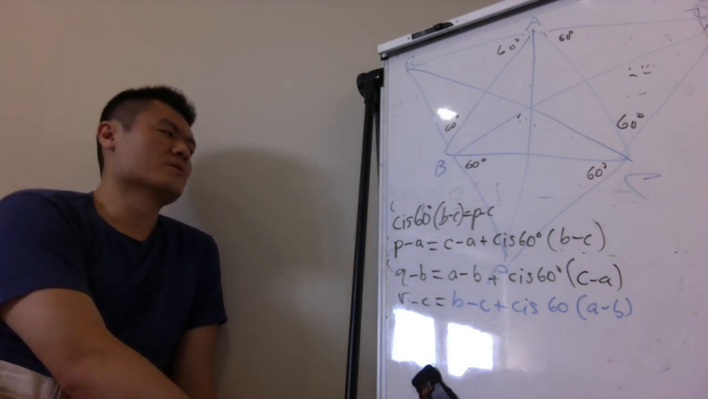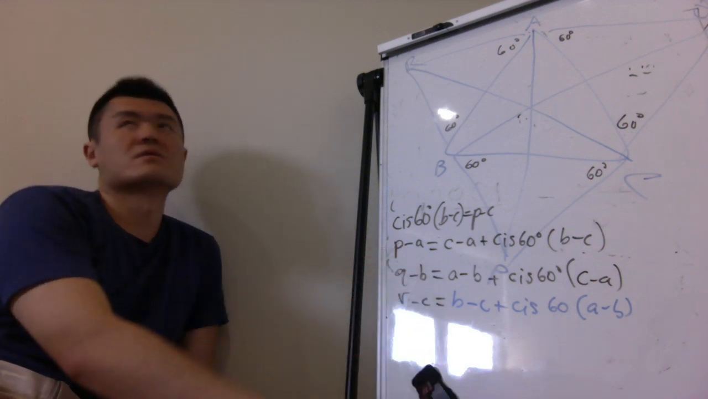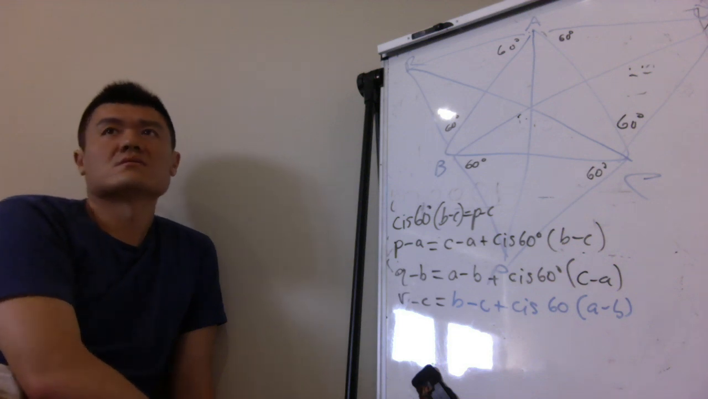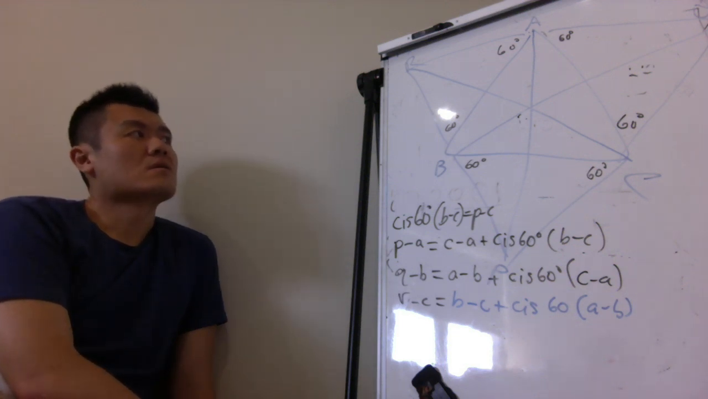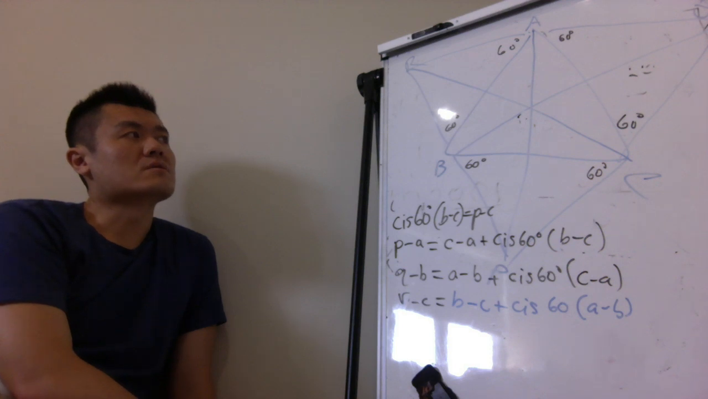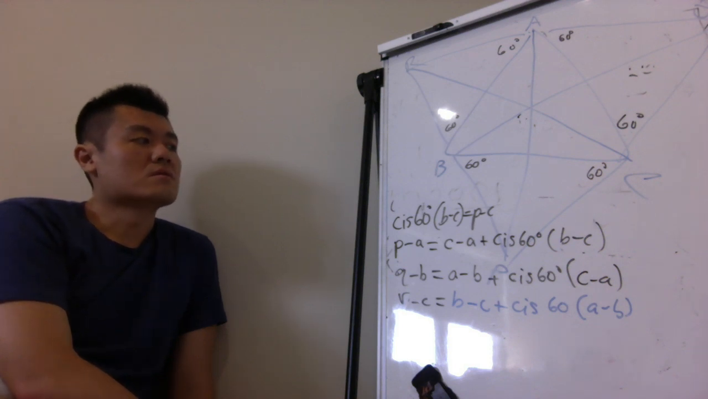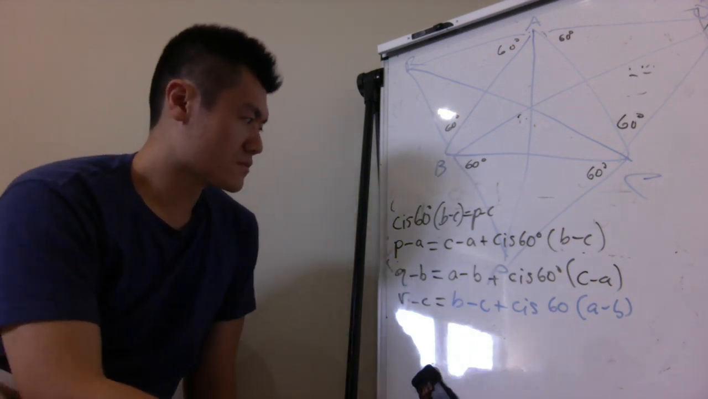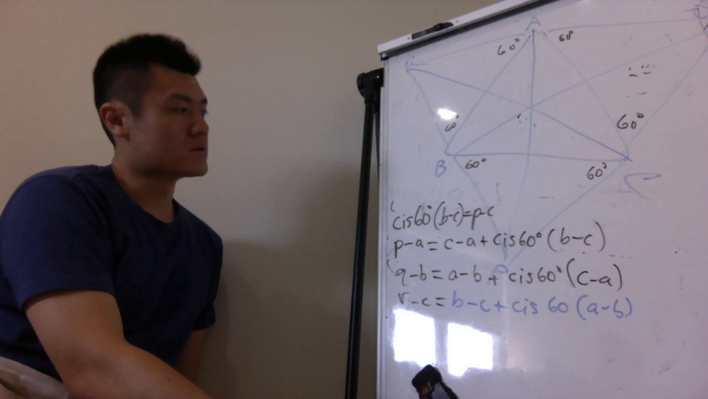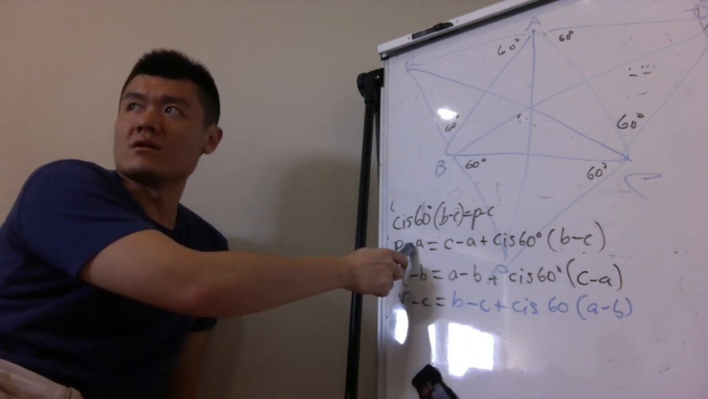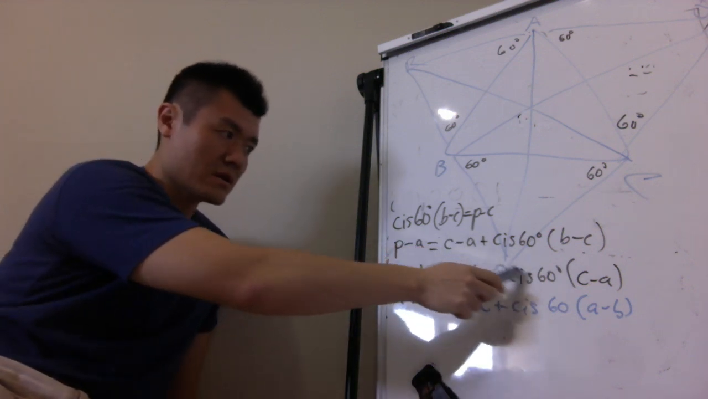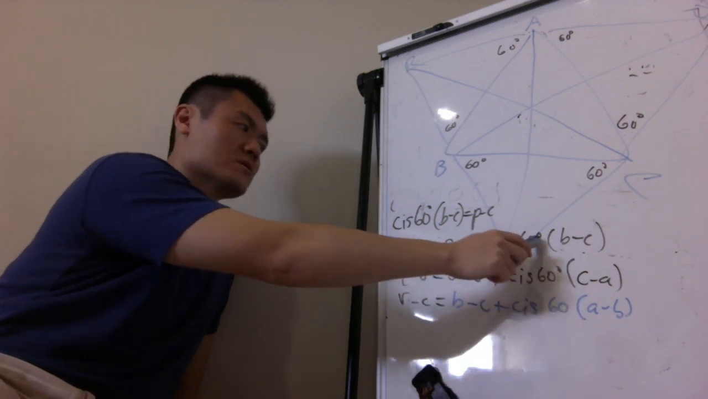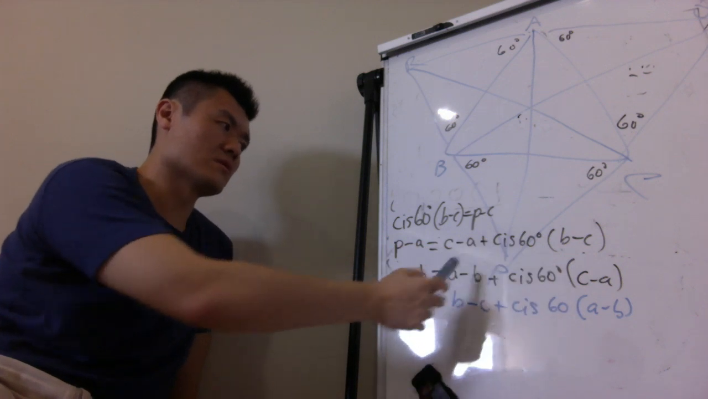Okay, so let's resolve this issue. If this is the same length and they have 60 degrees to each other, it has to be a rotation of 60 degrees. You don't have a choice. So if we rotate it by 60 degrees, it should give you the same answer, right? But what's wrong here then? If we times this by cis60, C minus A goes to cis60 times C minus A. That's good, but cis60 times this, for some reason, doesn't go to that.